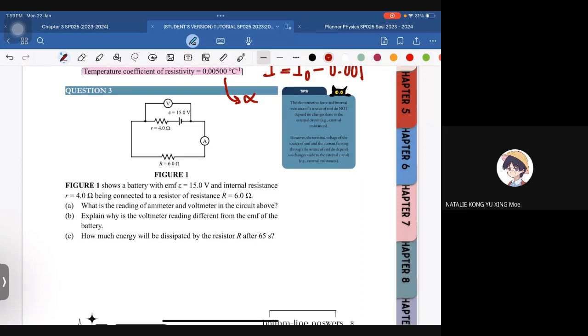Okay, so sekarang ni kita tahu dia minta ammeter tu current, voltmeter tu voltage. So voltage tu is the terminal voltage lah, which is the one shown here lah. Okay, so first we are gonna try to find the value of current dulu. Okay, so macam ni kita mau cari the value of current. The only formula yang we know is V equal EMF minus Ir. We have V is equal to IR.